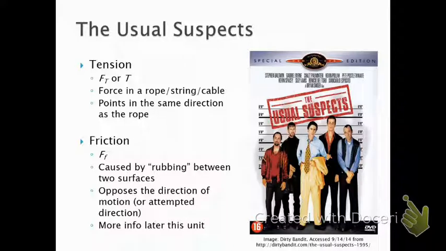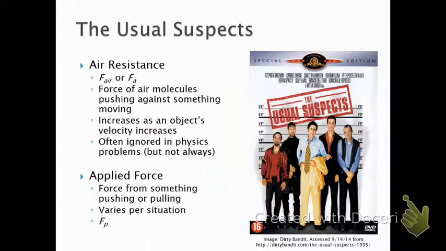Then there's friction. Friction is caused by the rubbing between two surfaces, and it always opposes the direction of motion, or the way the object's trying to slide. There are a couple of different types of friction, one where you're not moving yet and it stops you from moving in the first place, and one where it slows you down once you're already sliding. We'll talk about both of these later on in the unit.